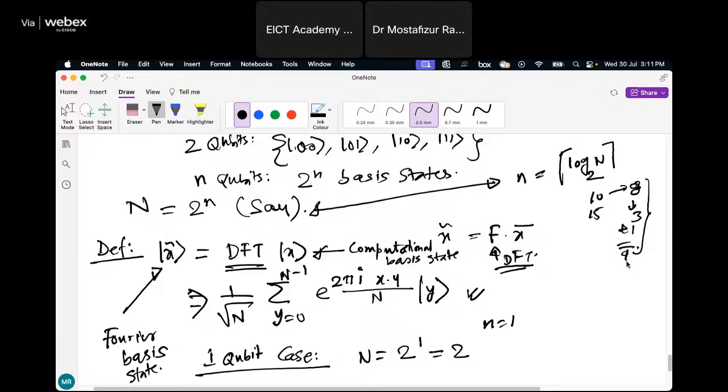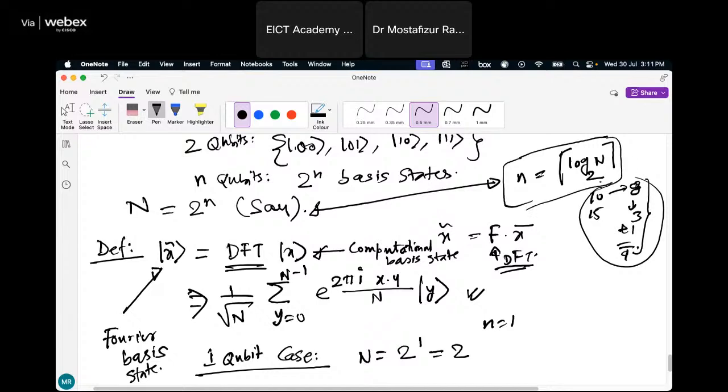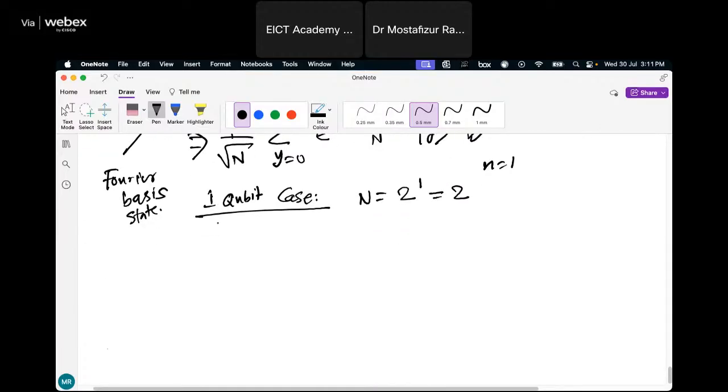So basically, roughly, we take capital N equals 2 to the power n. The number of classical data points, or the Fourier basis elements, equals 2 to the power little n, where little n is the number of qubits. More precisely, it is the ceiling function of log capital N. This is the more precise way, and the other is a very vague way. Now if you put capital N equals 2 to the power little n equals 1, that means a single qubit. Then capital N equals 2 to the power 1, which is 2.